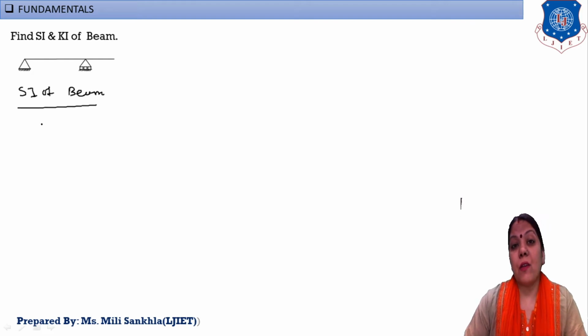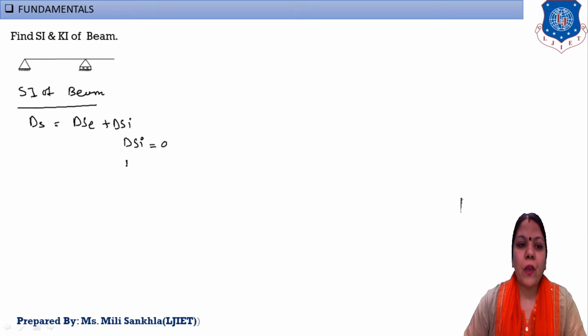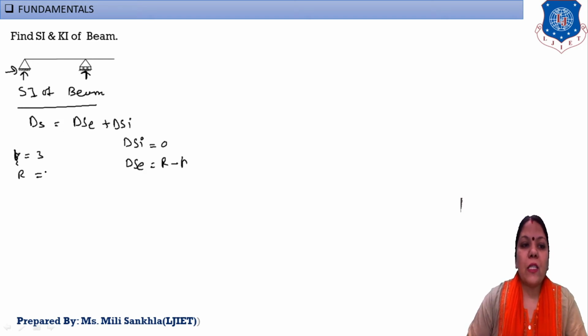Now what is the equation of SI? DS is equal to DAC plus DSI. For DSI, beam is always 0. Here we find out only and only DAC, that is capital R minus small r, and small r is equal to 3. Right here capital R is equal to, write down, this is a hinge support, so horizontal and vertical, and this one is a roller support, only vertical reaction. 2 plus 1, R is equal to 3.